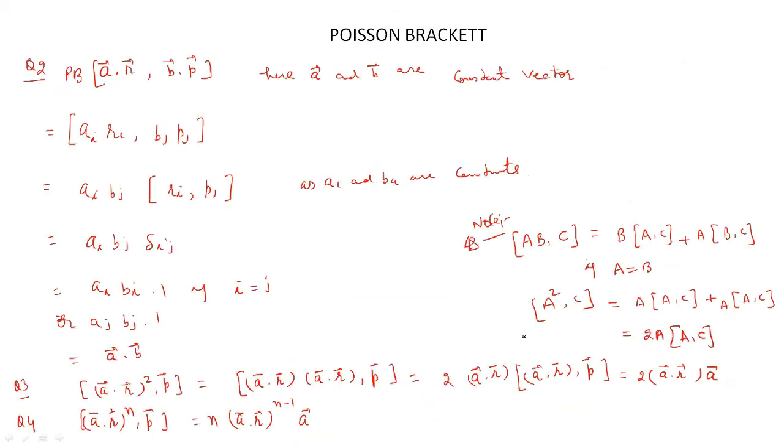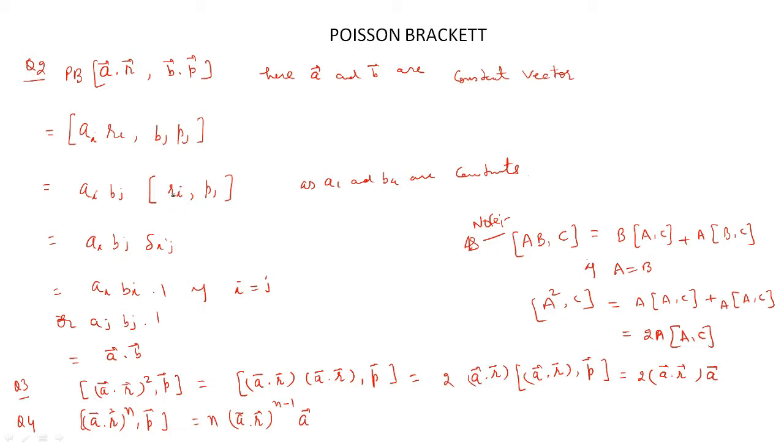Now the next problem is that we have to evaluate the Poisson bracket of A dot r comma B dot p. Here A and B are constant vectors. You know that A dot r can be written as a_i r_i. Similarly, B dot p will be written as b_j p_j. Because a_i and b_j are constant, these can be taken out from the Poisson bracket. So we will write here a_i b_j and it will be written as {r_i, p_j}.